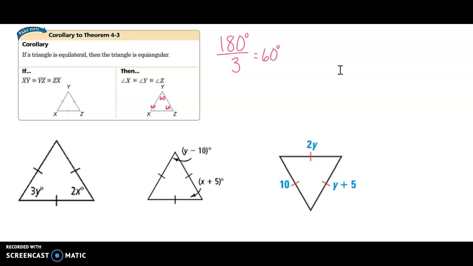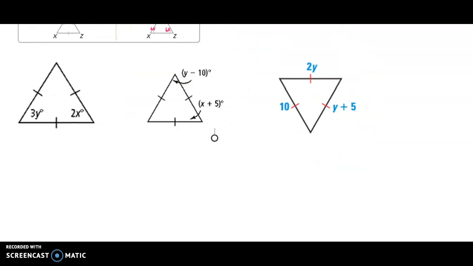Always, no matter what. If it is equilateral, then it is also equiangular. All the angles are equal. So they are always 60 no matter what. So we can use that to help us solve problems like the one right here.